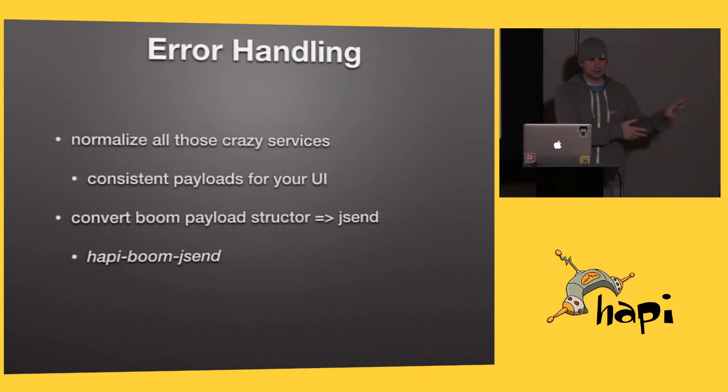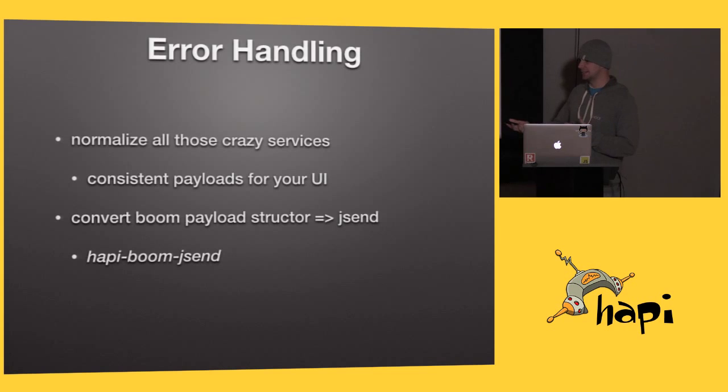But we had these existing front-end applications that were expecting a certain payload structure of JSend. Has anyone heard of JSend? Not a lot of people, just me. All right, there's not a whole lot to it. It's just a JSON structure, a convention for how to send messages back and forth with certain properties. So we had these UIs that were already built and anticipating that structure.